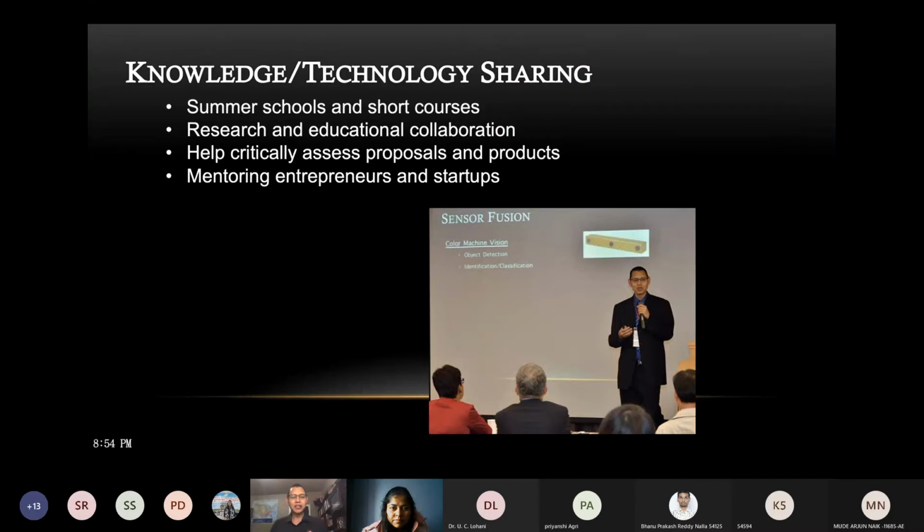Last slide or so, knowledge and technology sharing is a big deal in terms of how we learn from each other, how we help each other. I don't believe in the concept of technology and knowledge transfer. I don't think transfer is the best thing. Actually, it is sharing.